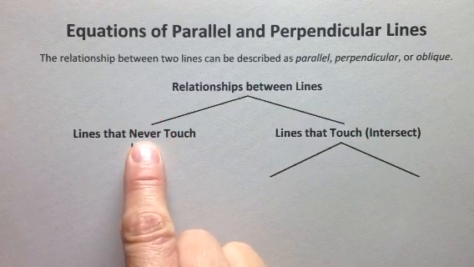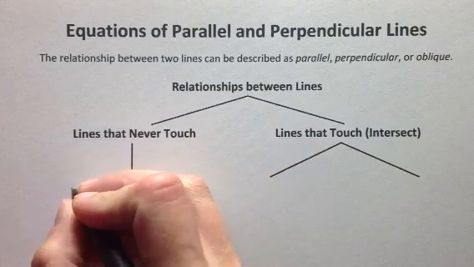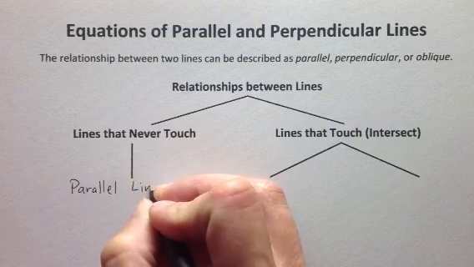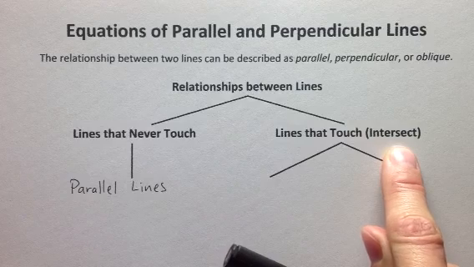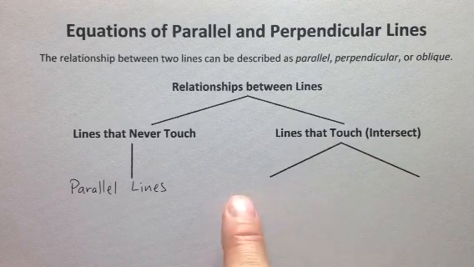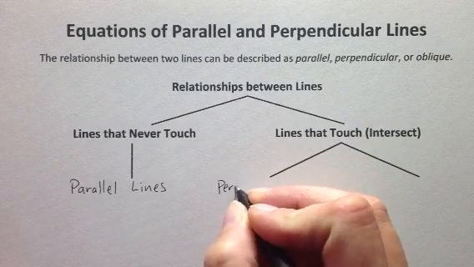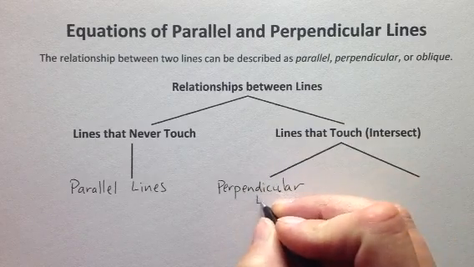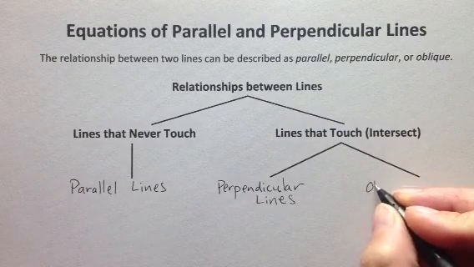Either they'll never, ever touch, okay? And we've been talking a lot about those in Unit 3. Those would be our parallel lines. Or they do touch, okay? When they touch, we call them intersecting. So in the situation where they do touch, we have two situations here. One is that they are perpendicular. And the other situation is that they would be oblique.